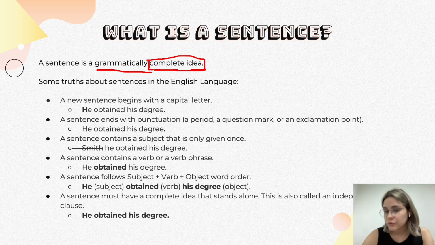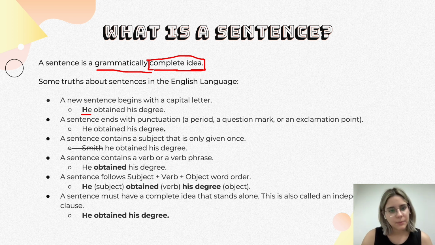Now we're going to see some truths about sentences in the English language. It's important for you to know that this is about the English language, okay? First and foremost, a new sentence always begins with a capital letter, okay? So for example, here we have, "He obtained his degree." We'll see the same example in all of the truths. "He" is capitalized, the first letter is capitalized because it is the beginning of the sentence. Okay, easy as that.